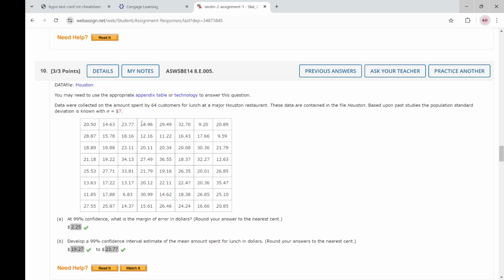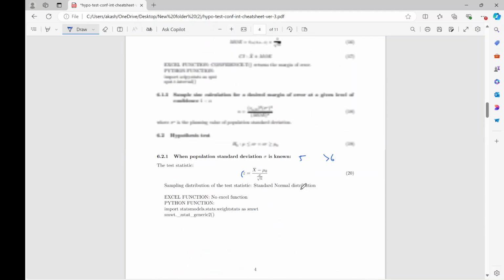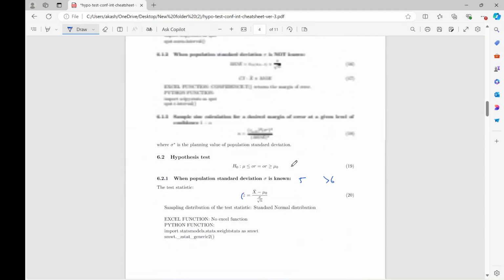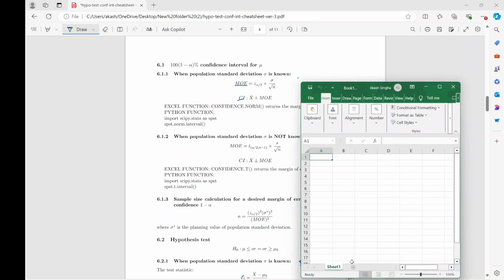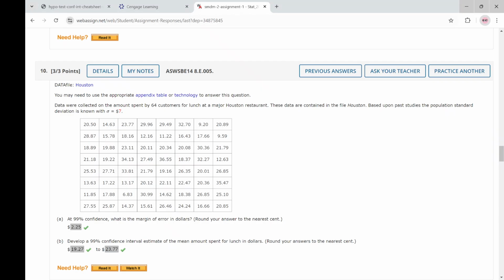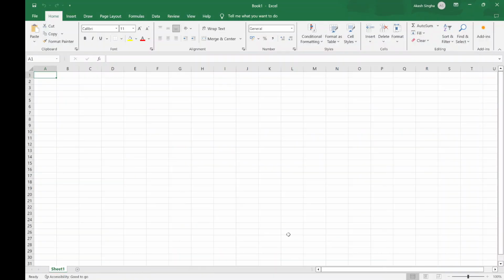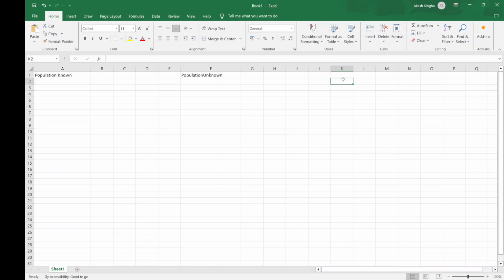So if sigma is given, what did I say? We have to use sigma by root n, right? This one is for proportion. Okay, it got paused. Sorry about that.